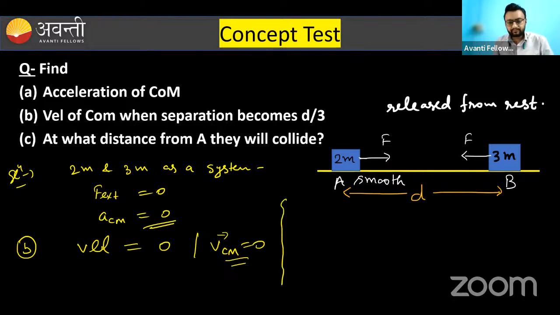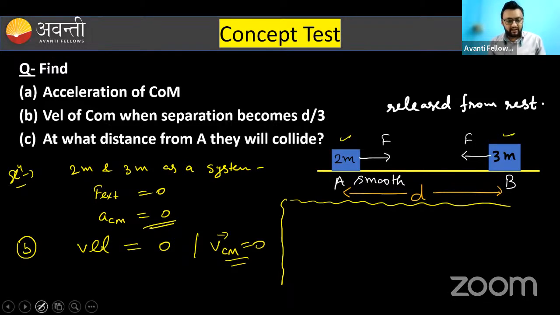Again, the third question. Third question says, at what distance from A will they collide? Now, tell me one thing. There were two masses. This is 2m, this is 3m. The center of mass of this system will be near the 3m mass. I have told you, center of mass will lie towards the heavier mass. So center of mass will be somewhere here, let's suppose at point C.